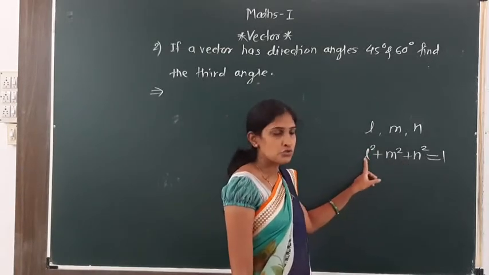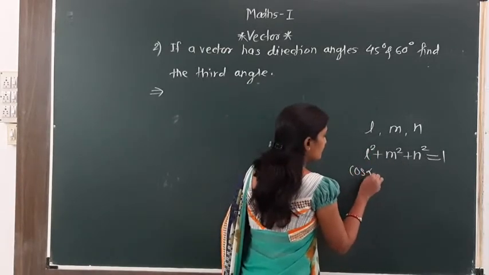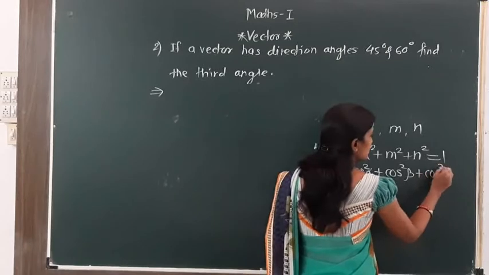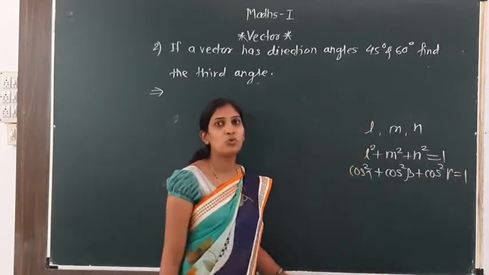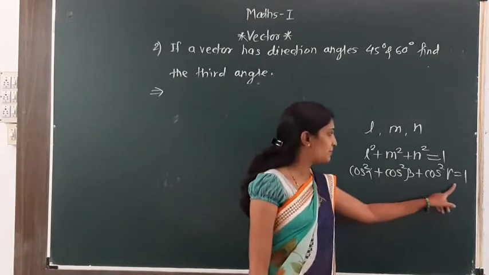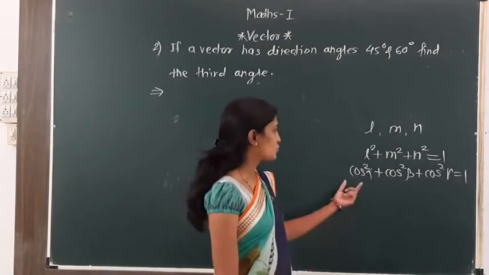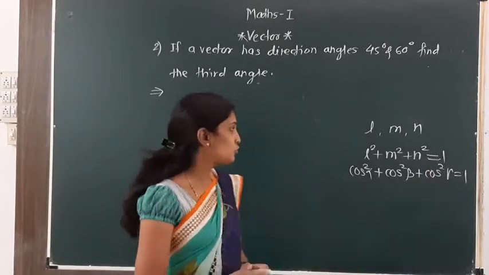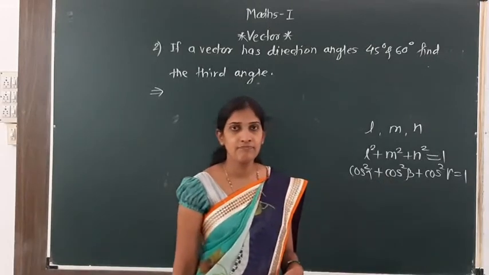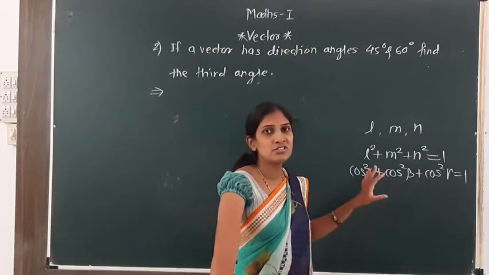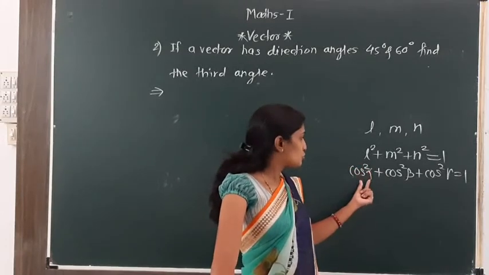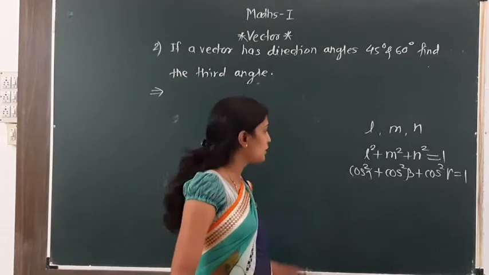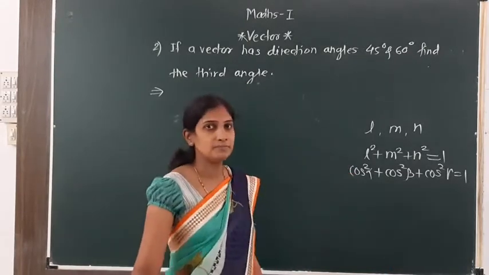l is cos alpha, so cos square alpha plus cos square beta plus cos square gamma is also 1. You have to remember this point. You don't need its proof, you just have to remember the formula: cos square alpha plus cos square beta plus cos square gamma is equal to 1. So we use this formula in this example.